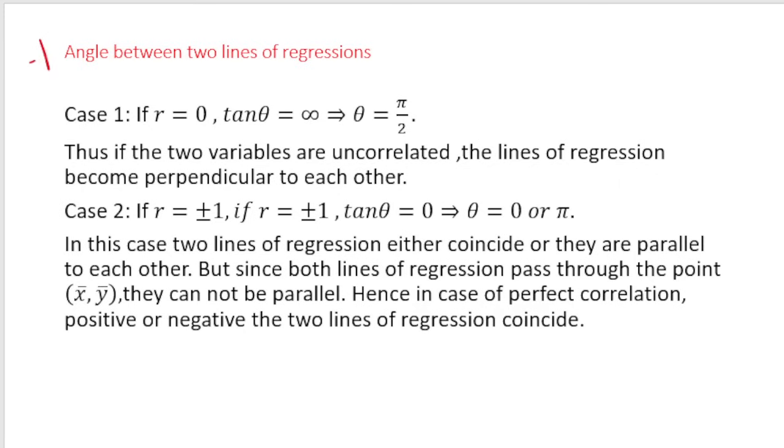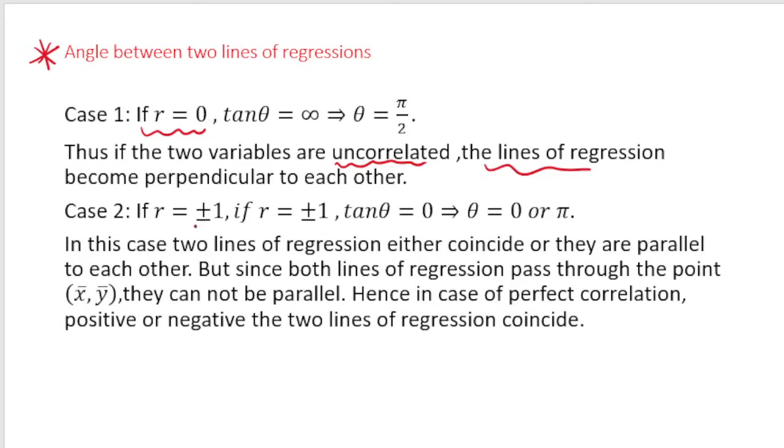This kind of question has been asked multiple times: if r is equal to 0, then the angle between the regression lines is 90 degrees, pi by 2. It means that if two variables are uncorrelated, then the lines of regression become perpendicular to each other. They may ask you that if r is equal to 0, then the regression lines will be, and the answer is perpendicular to each other.